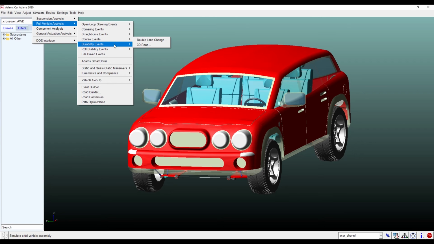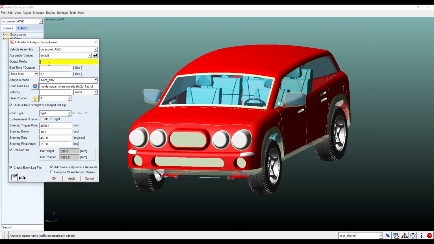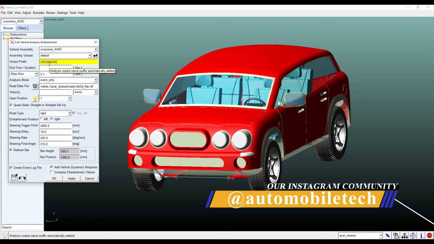These are all stability events. Adams Car provides a range of events to analyze roll stability and simulate rollover use cases. The roll stability analyses include embankment, ramp, corkscrew, tilt table analysis, and sand bed analysis.